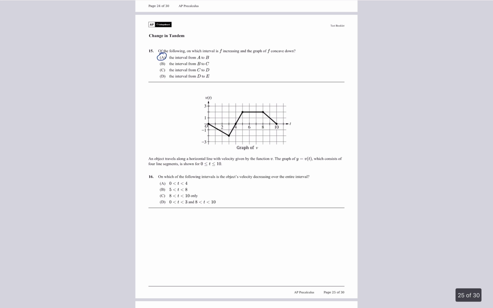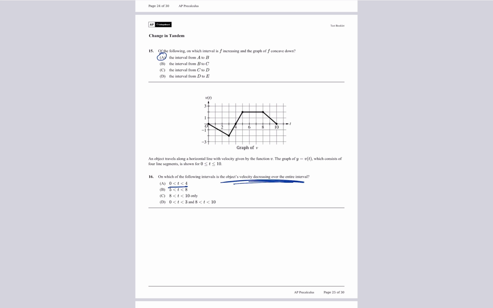An object travels along a horizontal line with velocity given by the function v. The graph of y equals v of t, which consists of 4 line segments, is shown. Which of the following intervals is the object's velocity decreasing over the entire interval? Well, from 0 to 4, it is not decreasing over the entire interval. It's going to be increasing at some point.